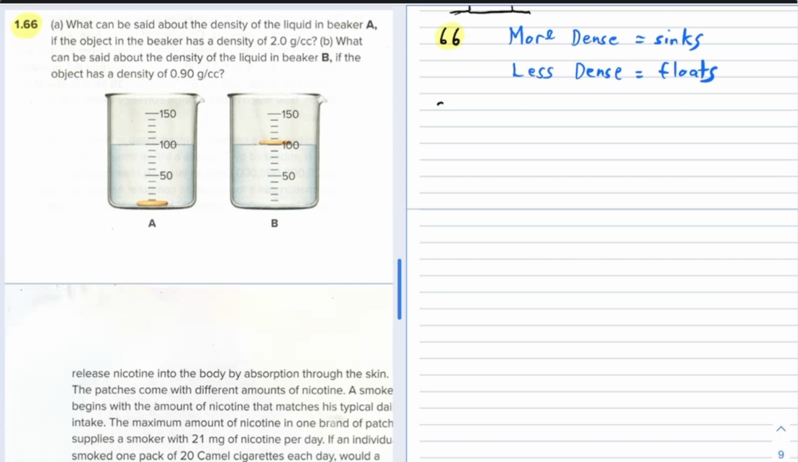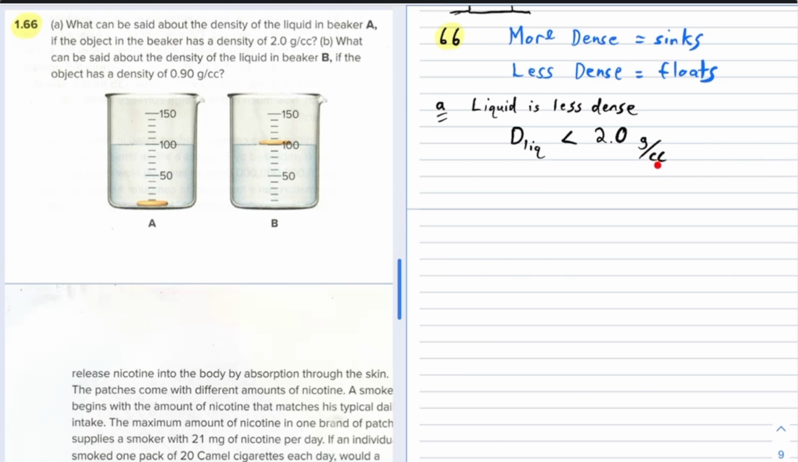So for A, I would say the liquid is less dense. Okay, so we can write the density of the liquid is less than 2.0 grams per cc. Now, when you're talking about a liquid, you normally use grams per milliliter.